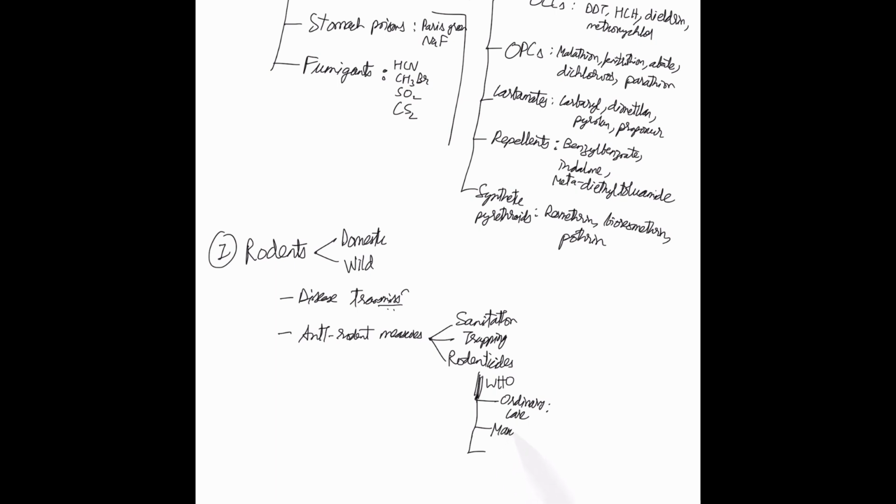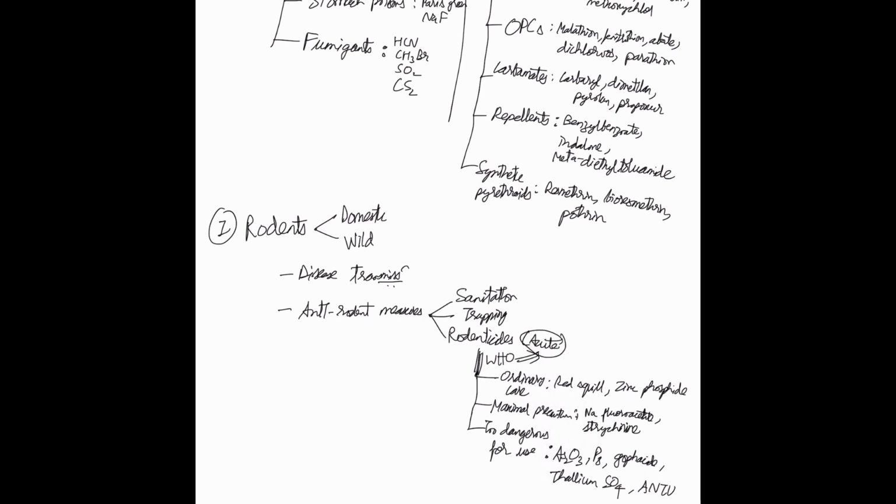Rodenticides can be classified by WHO based on their acute effects on human health into those which require ordinary care, like precautions to safeguard against toxicity, like red squill and zinc phosphide. Rodenticides which require maximal precautions, like sodium fluoroacetate and strychnine. And finally, those which are too dangerous for use, like arsenic trioxide, phosphorus, thallium sulfate, and ANTU.